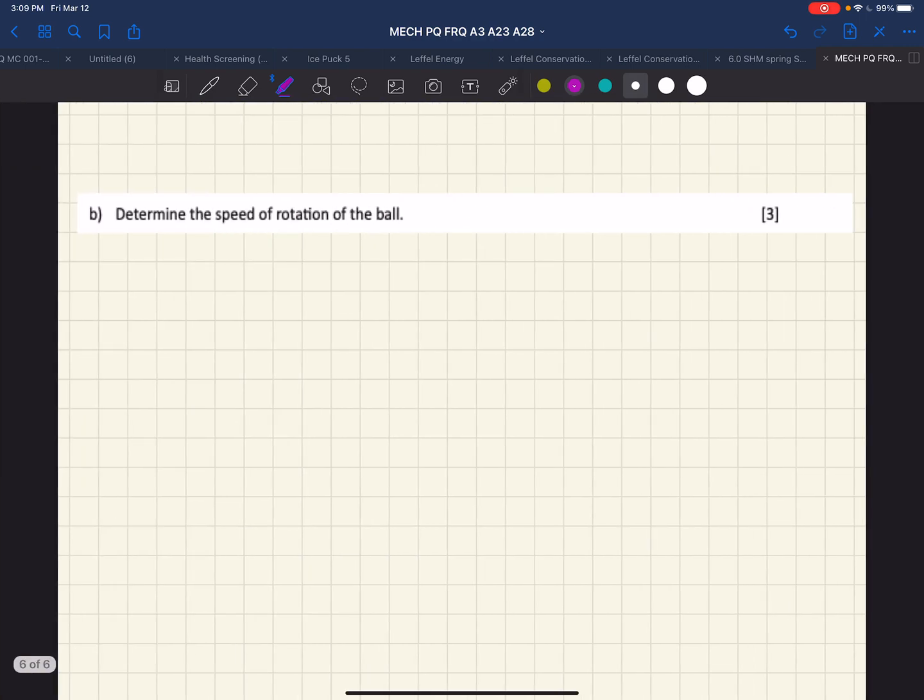Next, we are asked to determine the speed of rotation of the ball. Well, we know that Newton's second law helps explain an awful lot of things, and so we have F net equals the sum of the forces, and net force is ma, and that acceleration is centripetal. And the sum of the forces left over, the unbalanced forces, or the forces causing the acceleration, is FTX. And centripetal acceleration is mv squared over r.